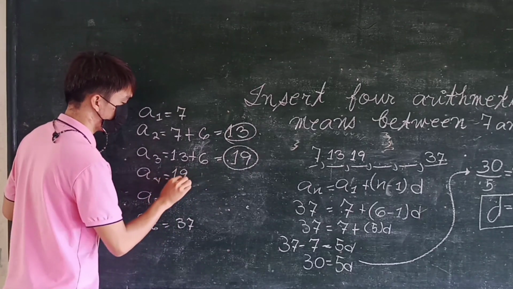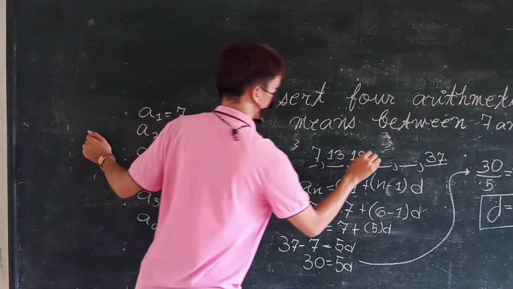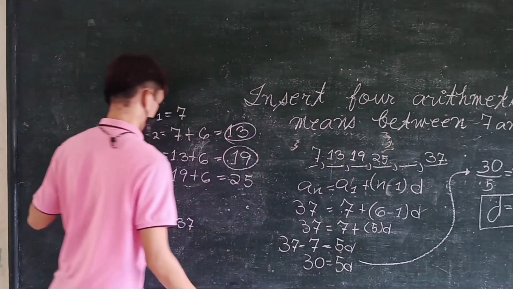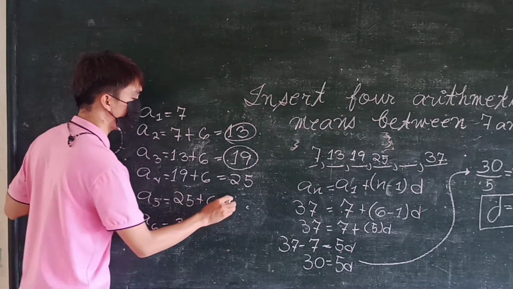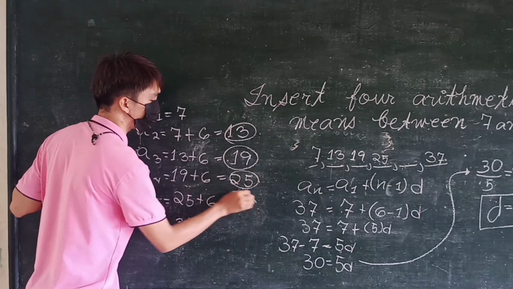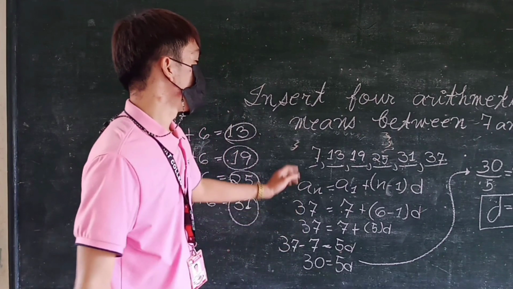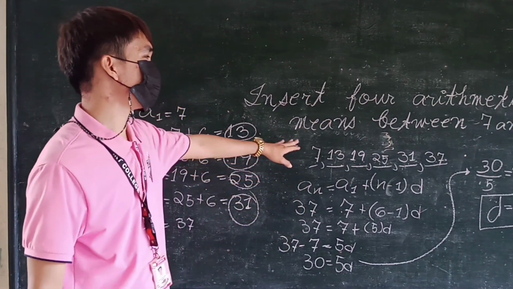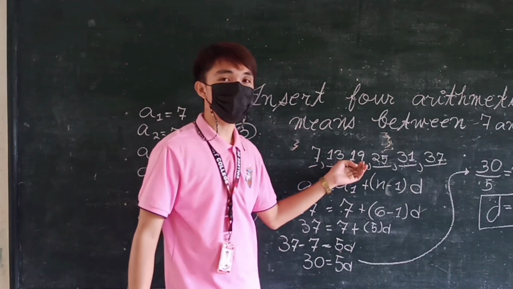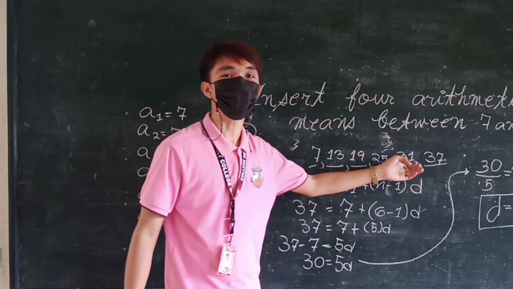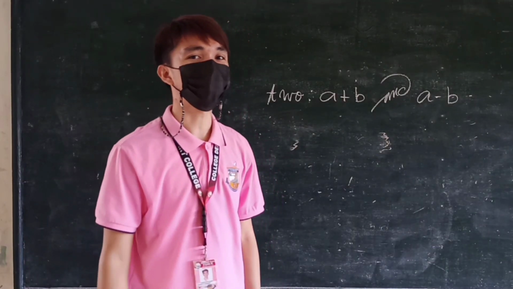Same. We have 19 plus 6 equals 25. We have here 25. And for the fifth term, we have 25 plus 6, which is equal to 31. So it's 31 here. Success! So, the four arithmetic means between 7 and 37 are 13, 19, 25, and 31. You get it, class? Now, let's have another example.